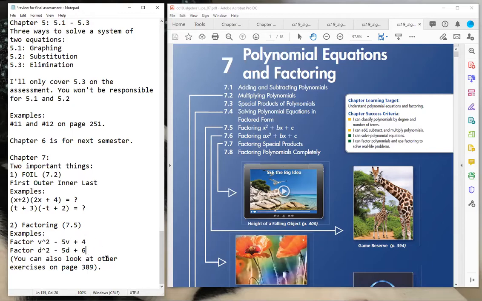For this one, what two numbers multiply to 6 and add up to negative 5? So you can make the chart of what are the factors of 6, including negative numbers, and which ones add up to negative 5. You can also look at other exercises on page 389. And that's really it. That's the whole semester in 40 minutes.